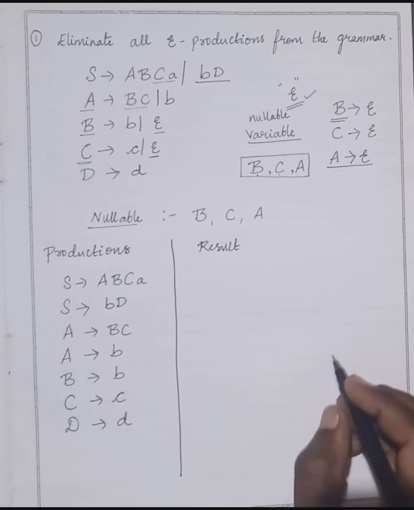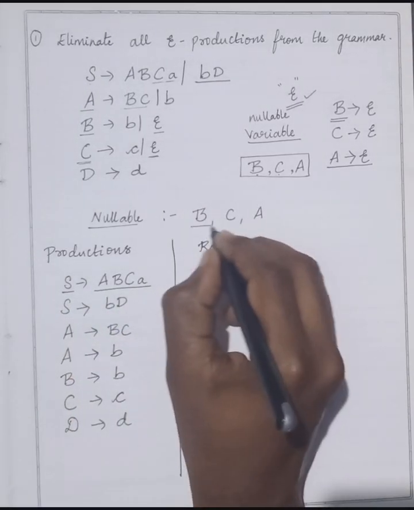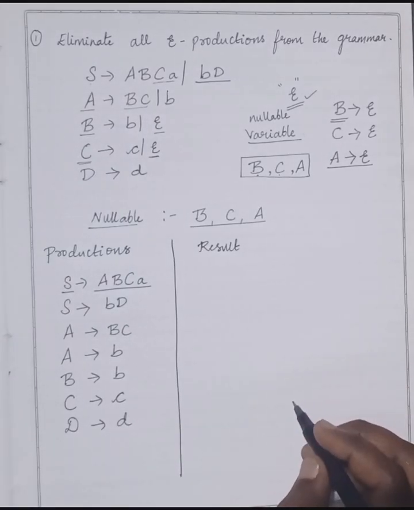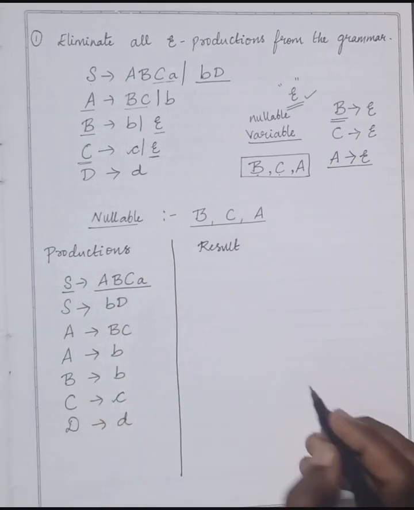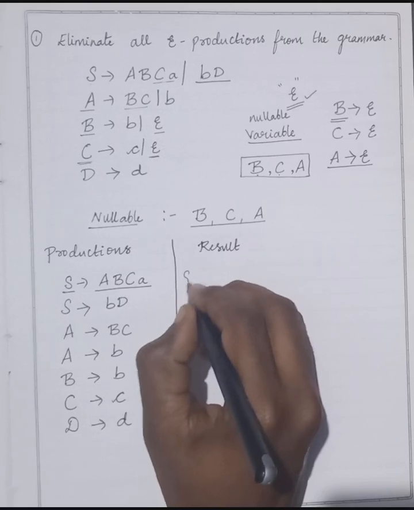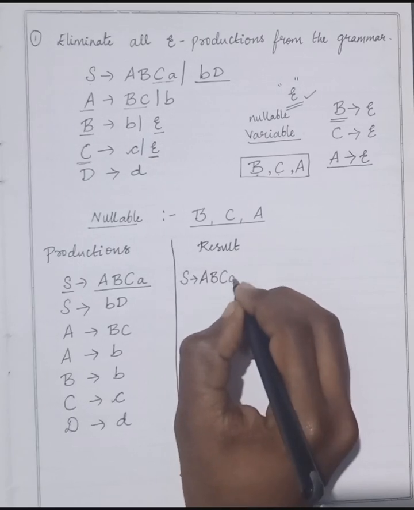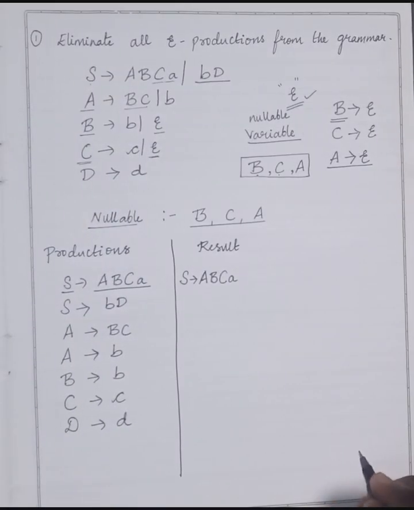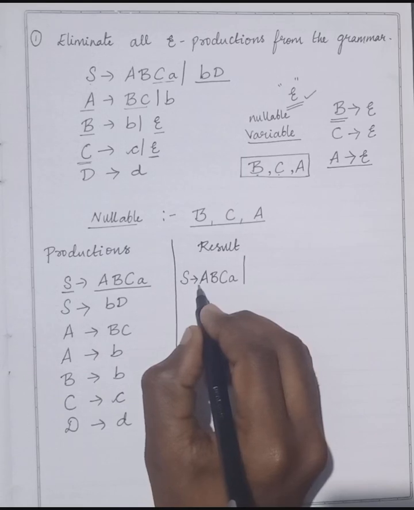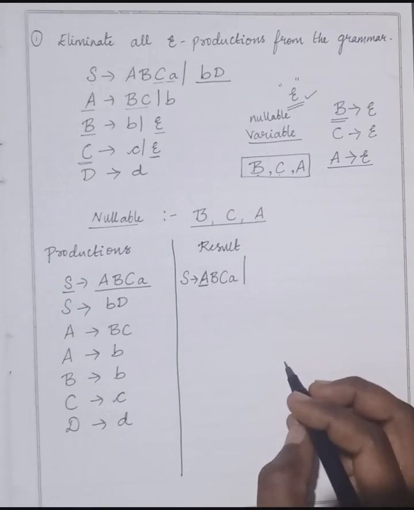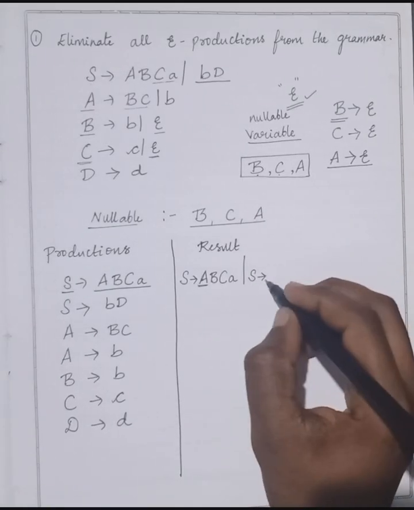Whenever we have productions that have nullable variables, we'll substitute each variable as epsilon and remove it from the given production. The first production we take as it is: S derives ABCAa. We are not considering any epsilon here. For the next case, there are three options, A, B, C. First we'll assume A as epsilon.